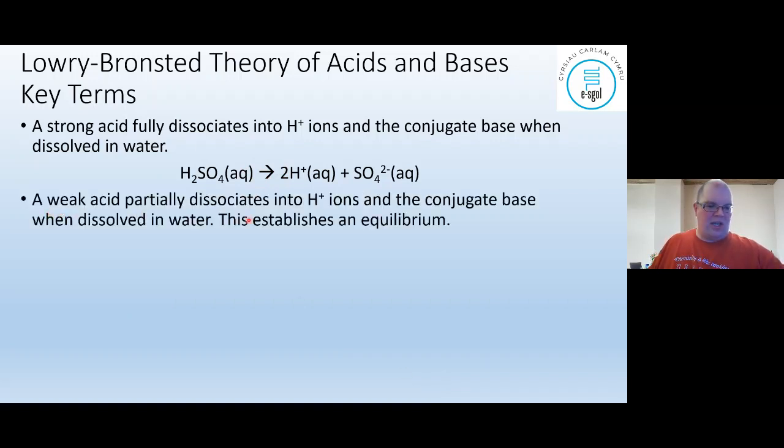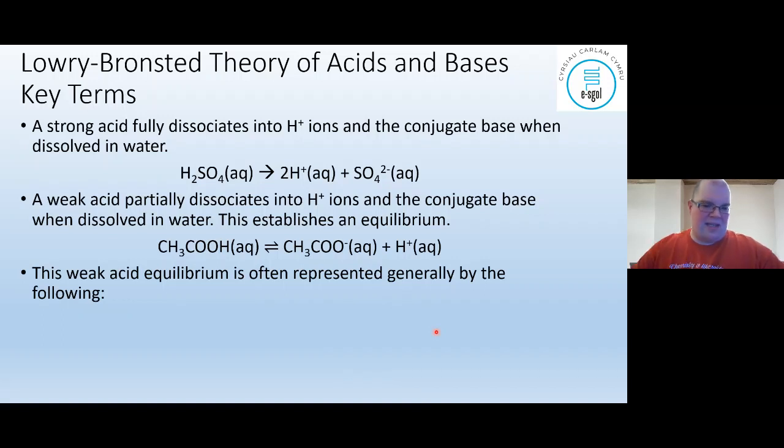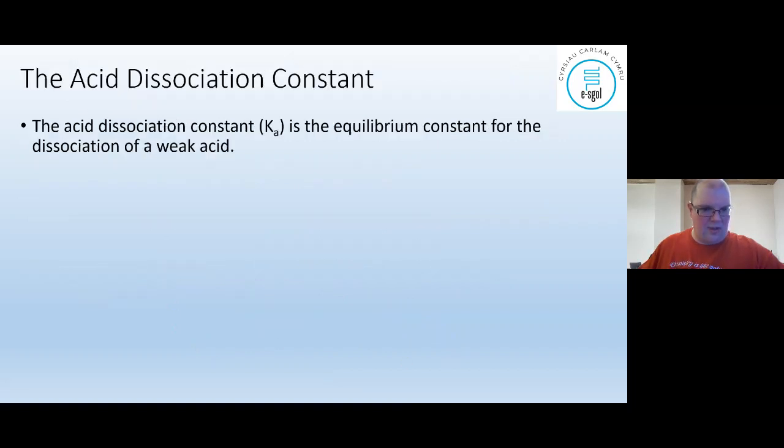This is not an equilibrium, it is a full-on reaction. A weak acid partially dissociates into H plus ions and the conjugate base when dissolved in water. This establishes an equilibrium, so this is the one with the equilibrium sign in. A classic weak acid, ethanoic acid, establishes an equilibrium with the fully formed acid molecule and the H plus ions and the conjugate base, the ethanoate ion in this case. The weak acid equilibrium is often represented generally by the following, so I'm going to be using this notation. HA splits up into A minus and H plus.